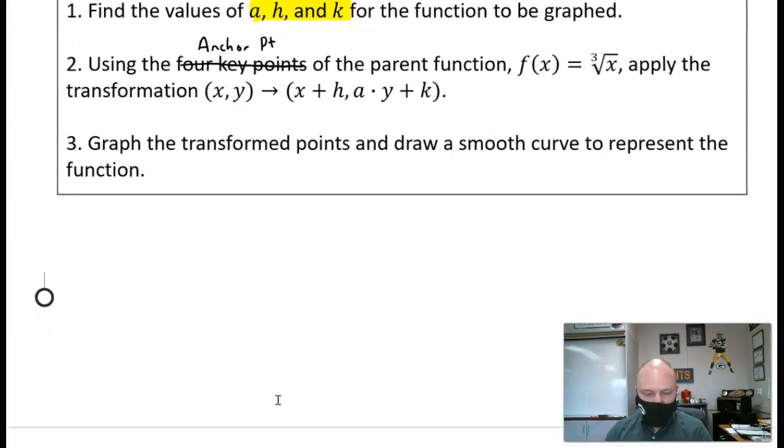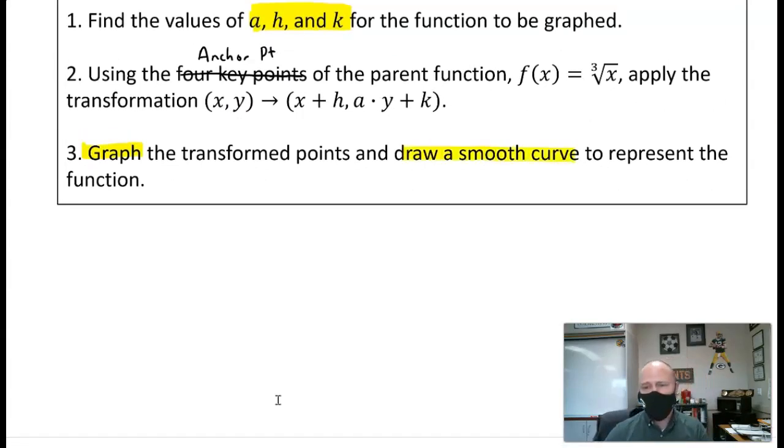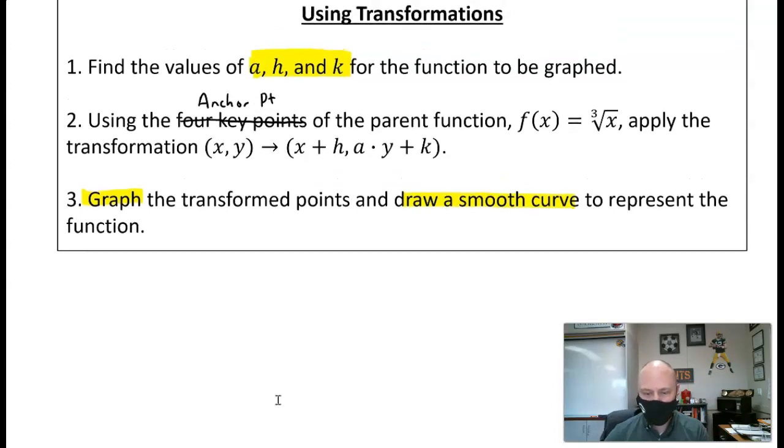And then step 3, you're going to graph and draw a smooth curve. You got to be smooth.